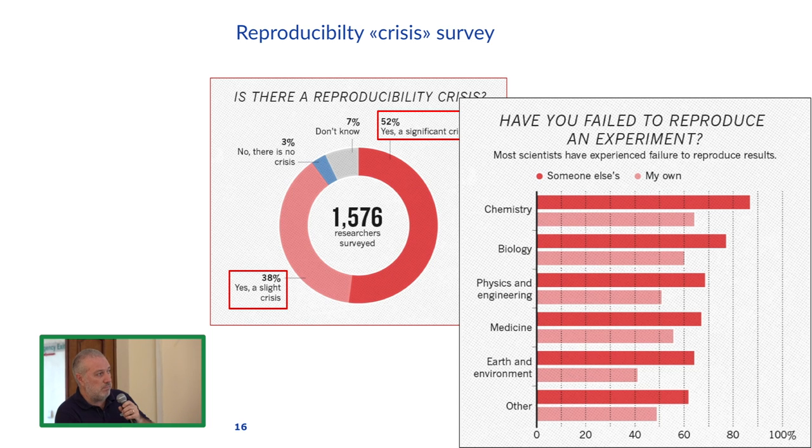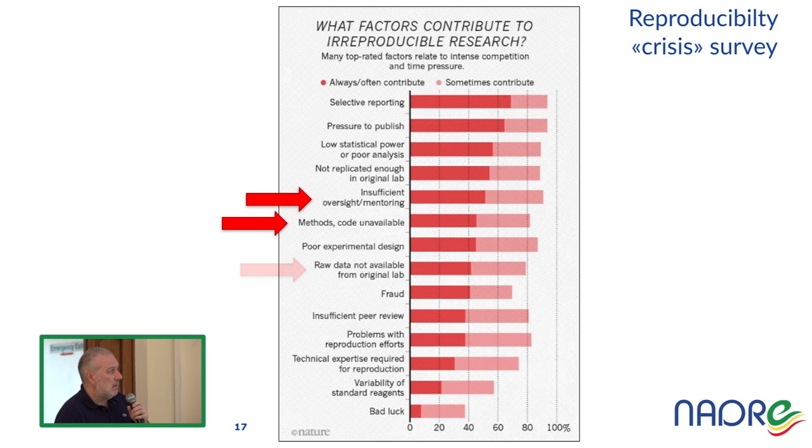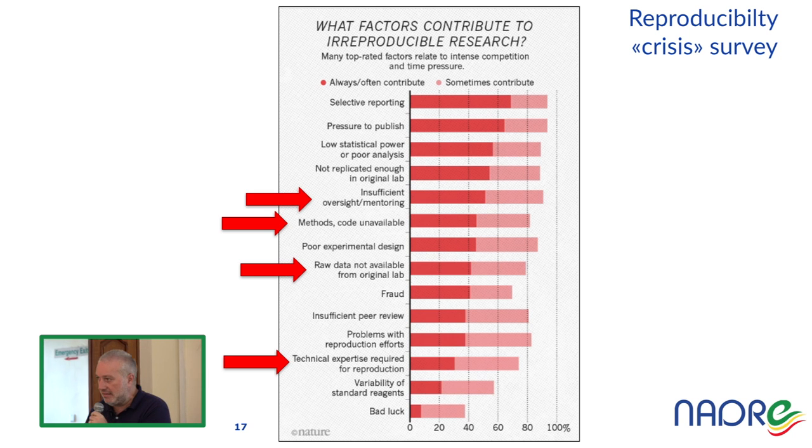And this is basically the same with small variants in different domains. The survey asked people why there is a reproducibility problem, what the causes of this problem are. And the main causes are insufficient oversight, methods, and code available. The code used to analyze the data is not usually shared. You publish only the paper, you don't share the code.